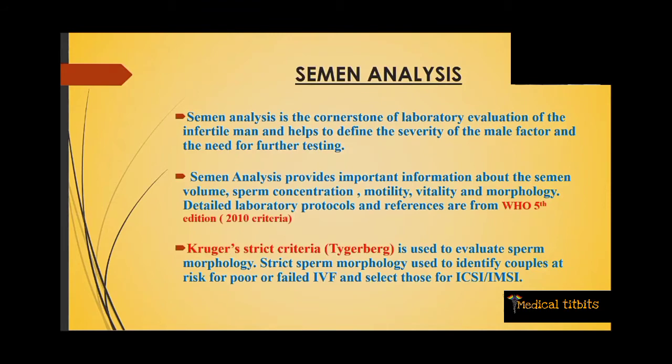Semen analysis is the most important investigation, or it is the cornerstone of laboratory evaluation of a male. It provides important information regarding many factors including the volume, concentration, motility, vitality, morphology. All the detailed laboratory protocols and references have been explained and are given by WHO, their latest 5th edition, which came out in 2010. The morphology is evaluated according to Kruger's strict criteria, which was developed in Heidelberg University, this being the main difference of this 5th edition semen analysis WHO protocol from its previous 4th edition.